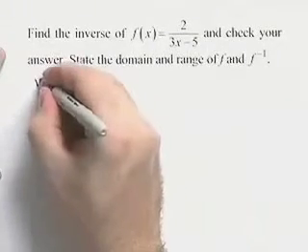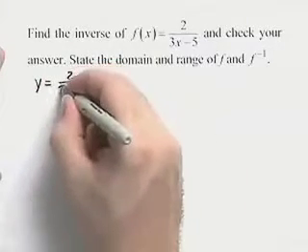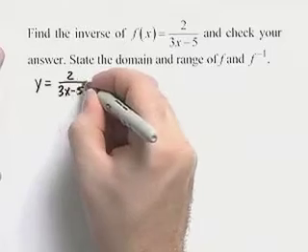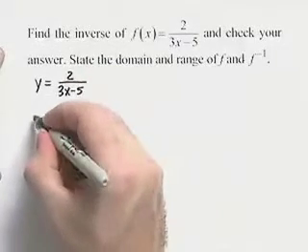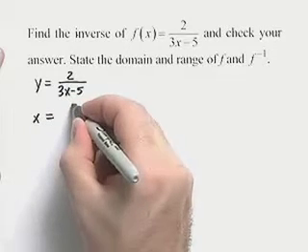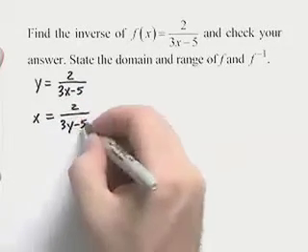We'll begin by changing f of x to y, so we have y is equal to 2 divided by 3x minus 5. To find the inverse, we're going to interchange the x and y's, so we'll get x is equal to 2 divided by 3y minus 5. Then we need to solve this for y.